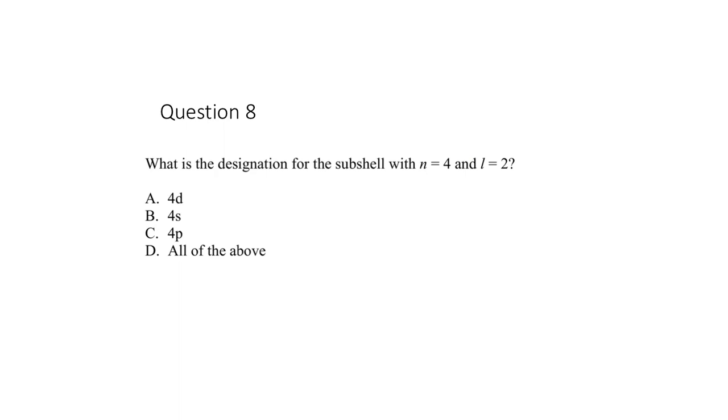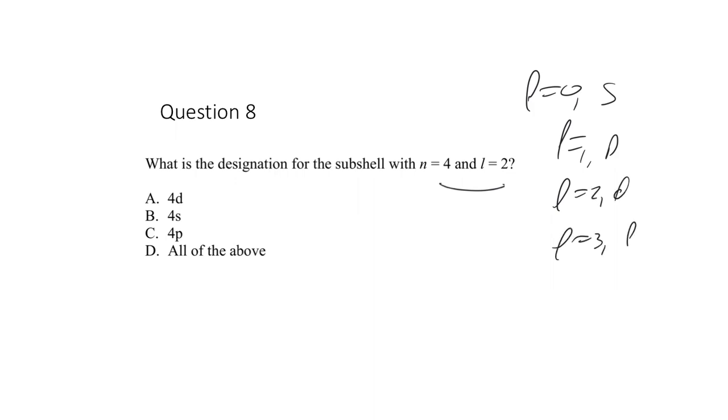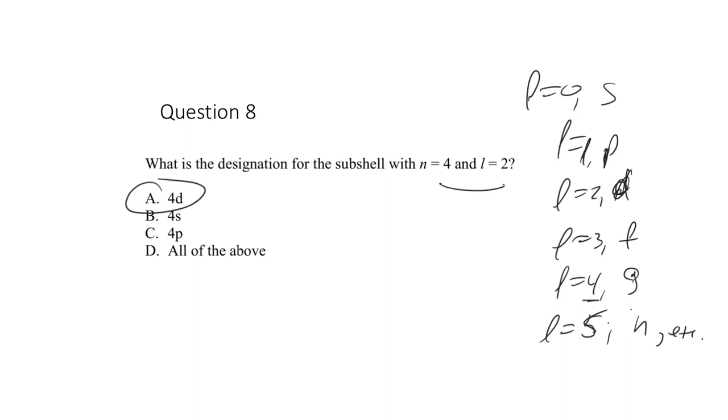What's the designation for the n equals 4, L equals 2 subshell? Well, L equals 0 is S, L equals 1 is P, L equals 2 is D, L equals 3 is F. I don't think we'd ever ask this on the test, but after F it goes G, and then H, etc., if you go to even higher values of L. So 1 is P, 2 is D, 3 is F. So this is the 4D subshell.